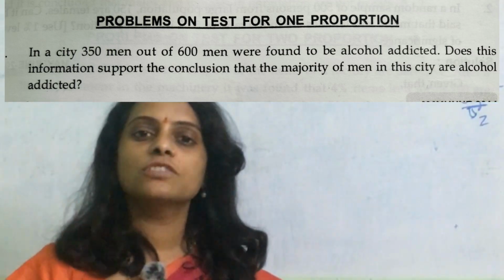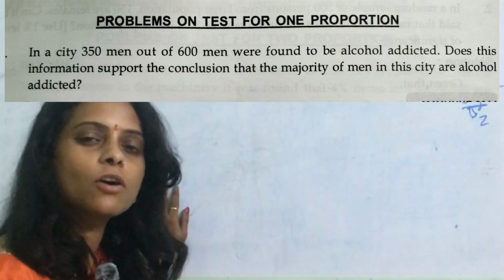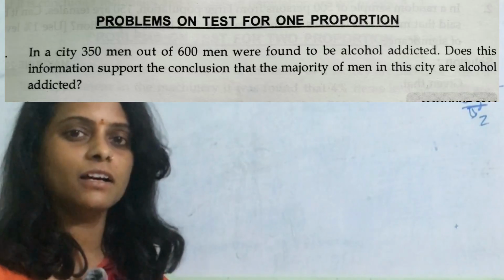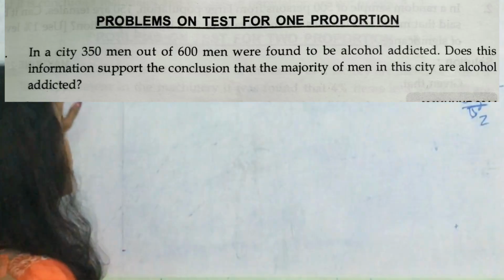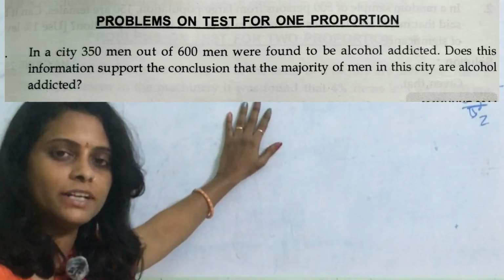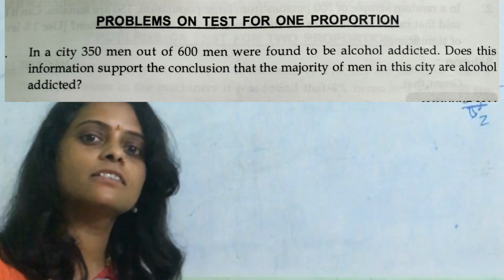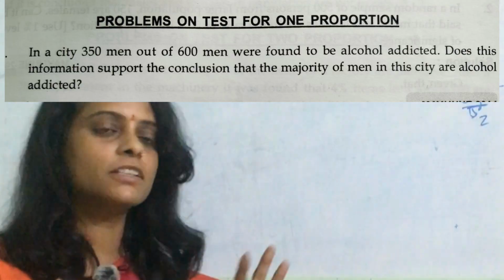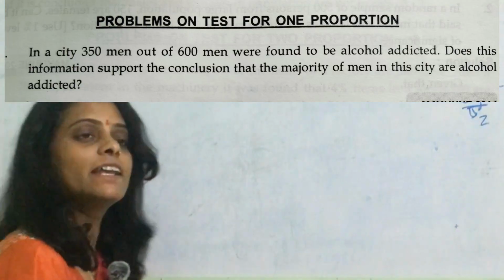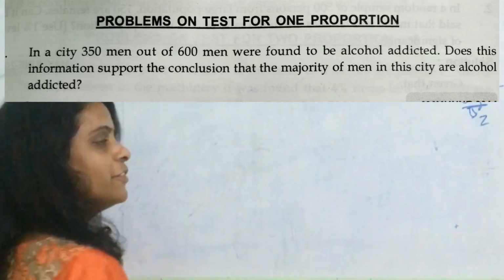So the question is shared on the screen. A city is there in which alcohol addicted men are given. So how many alcohol addicted men are there? That is 350 men are alcohol addicted, and the total number of men living in that particular city is 600. So n value is 600 and the alcohol addicted men are 350.